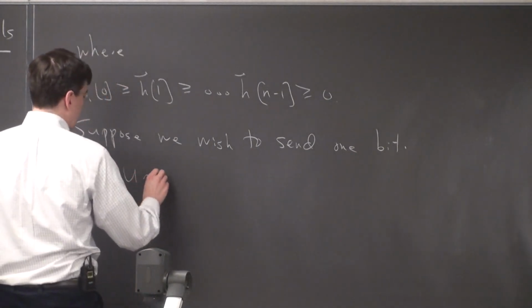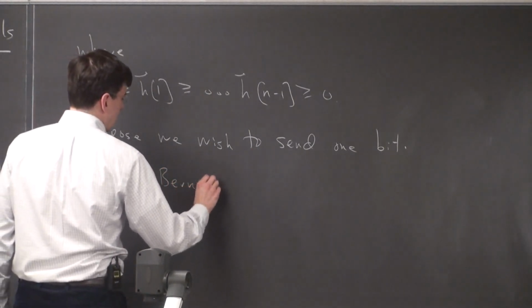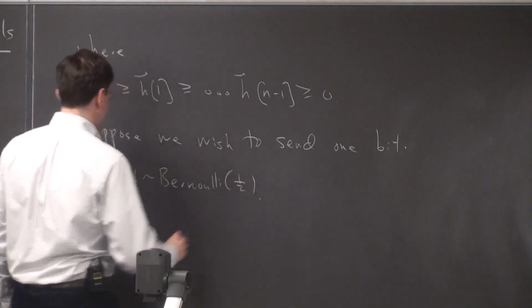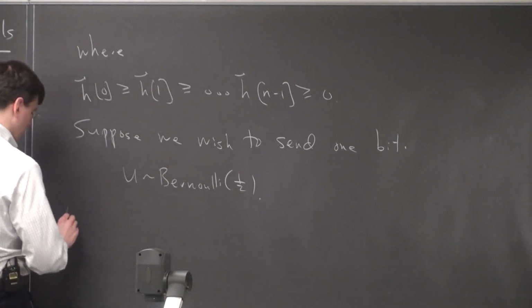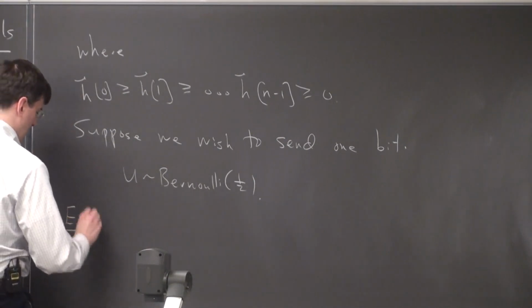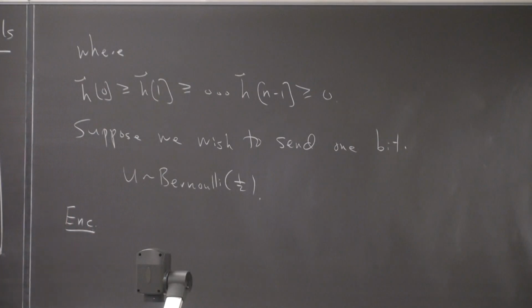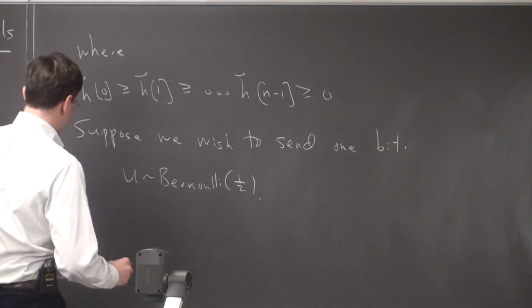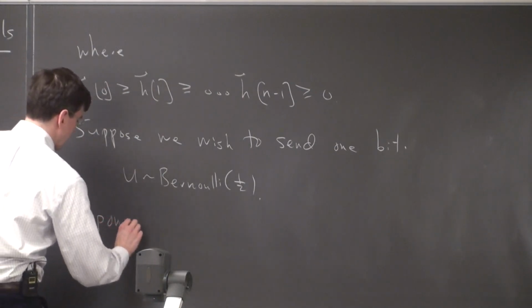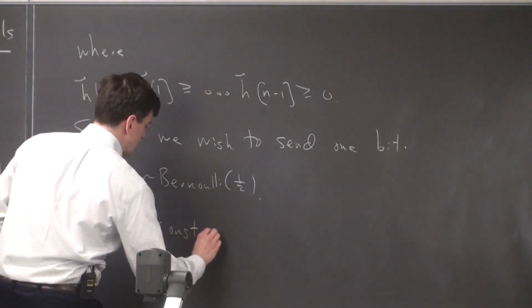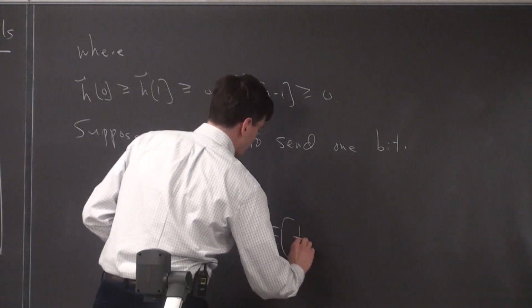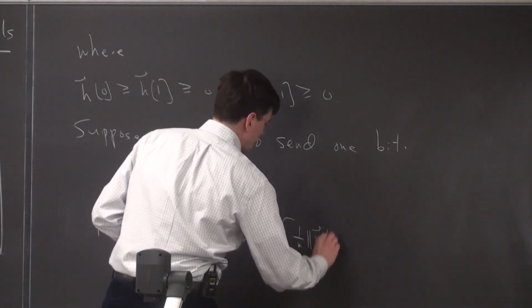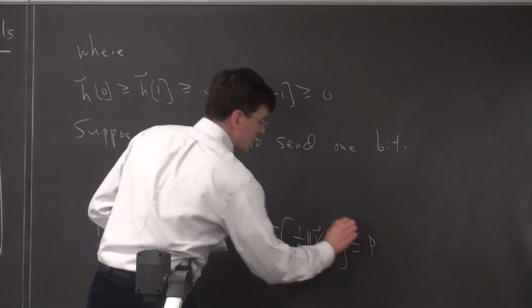Let u denote the bit that we're going to send. And here's one possible encoder. I guess we need to fix the power constraint before we can talk about encoding. So let me just remind you, the power constraint is the same as we had before. The time average power over the whole transmission has to be at most p.